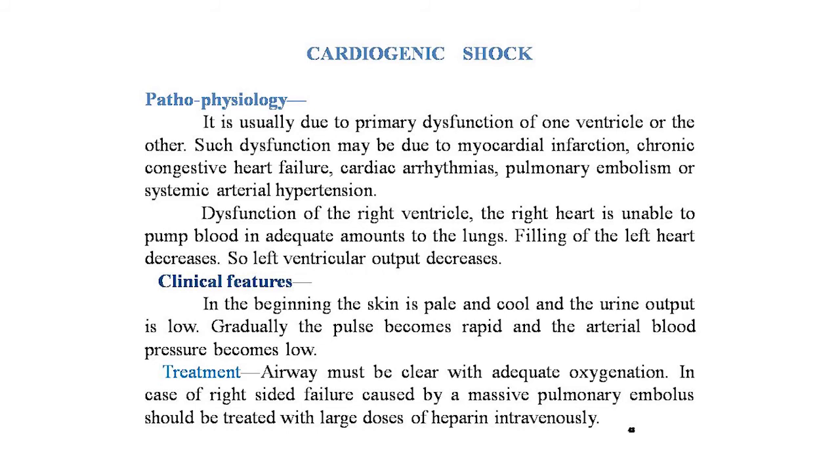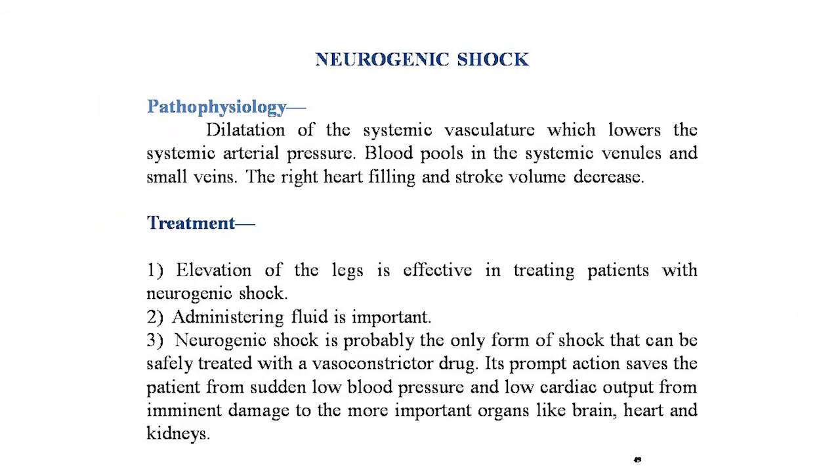Now, the clinical features of cardiogenic shock: in the beginning the skin is pale and cool and the urine output is low. Gradually the pulse becomes rapid and the arterial blood pressure becomes low. Now, the treatment of cardiogenic shock: the airway must be clear with adequate oxygenation. Right-sided failure caused by a massive pulmonary embolus should be treated with large doses of heparin intravenously. Now, the next shock type is neurogenic shock.